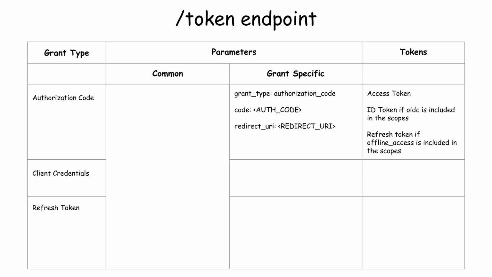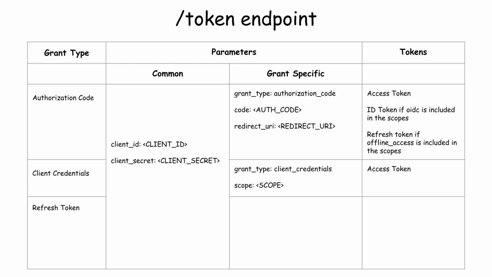For the authorization code flow, we send the code we just received, along with our application's client_id and client_secret to prove our identity. In return, we get our powerful access token, and potentially an ID token and a refresh token, depending on the scopes we requested. The client credentials grant is different because there's no user. It's for machine-to-machine communication. Here, the application authenticates using only its own credentials to get an access token that represents itself.